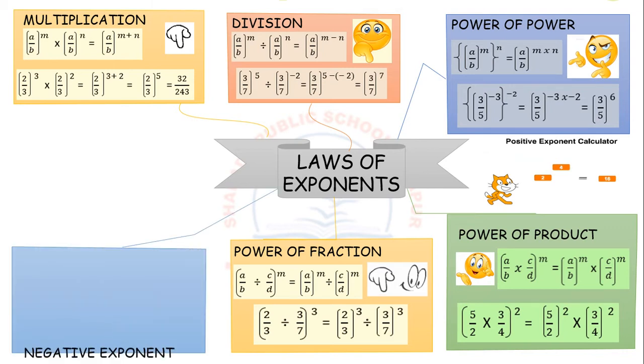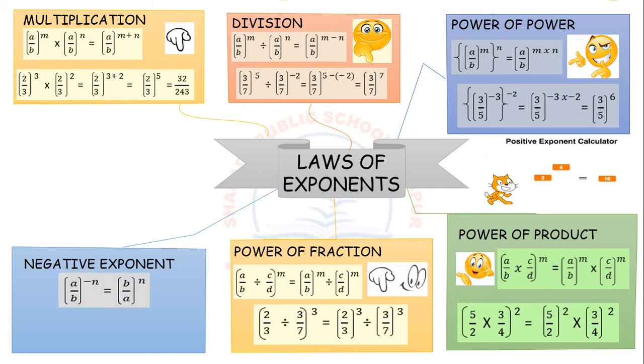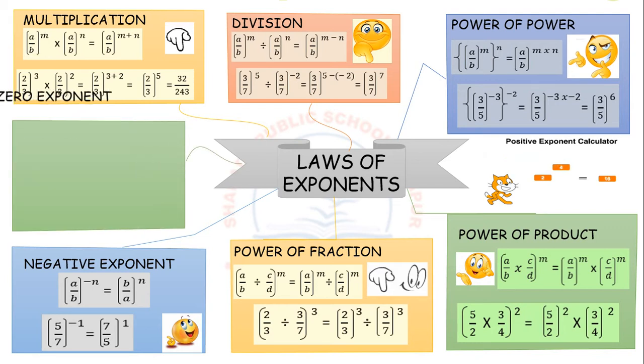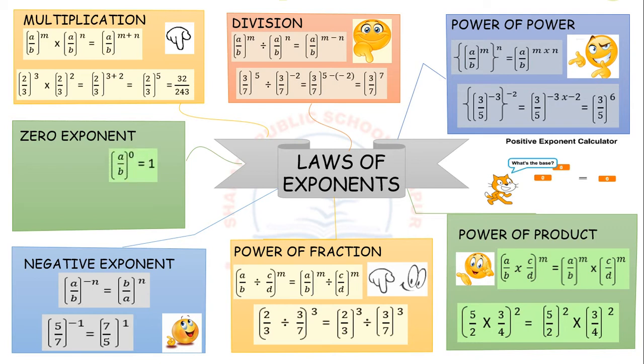Negative exponent rule. a by b to the power minus n is equal to b by a to the power n. Example, 5 by 7 to the power minus 1 is equal to 7 by 5 to the power 1. Zero exponent rule. A by b to the power 0 is equal to 1. Example, 1 by 3 to the power 0 is equal to 1.